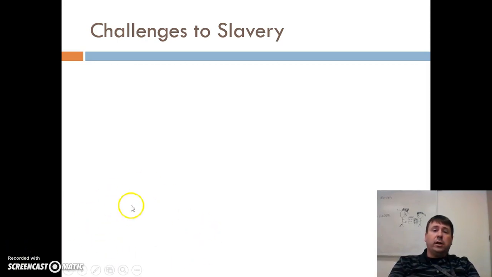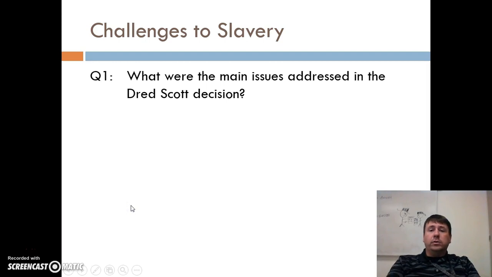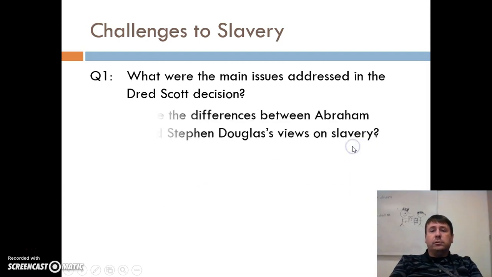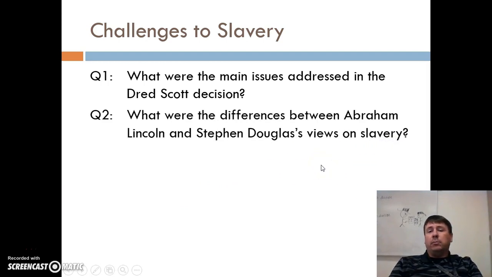So our key questions today. Question 1, what was the main issue addressed in the Dred Scott decision? This is going to be the legal challenge to slavery we're going to learn about. Question 2, what were the differences between Abraham Lincoln and Stephen Douglas's views on slavery? This is going to come up in the Illinois Senate election of 1858.